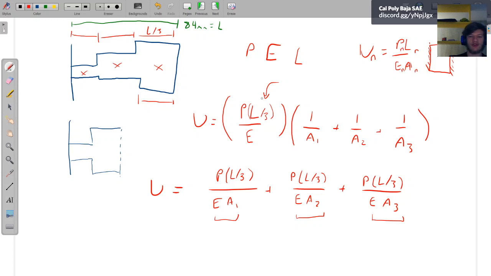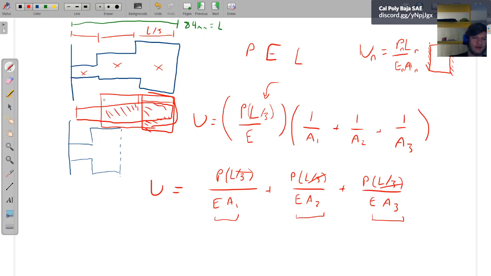But if instead this is L, then we're saying that this displacement applies over the whole length. So we're basically saying that we've got something that looks like this plus something that looks like this plus something that looks like this, and all of these extra areas start to stack on top of each other. Yeah, that makes sense.